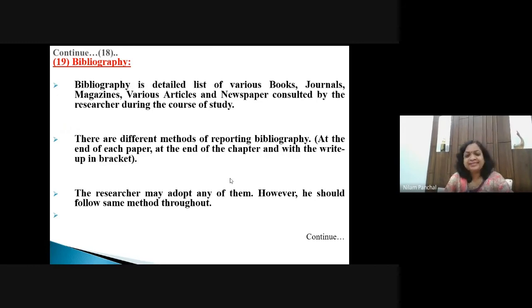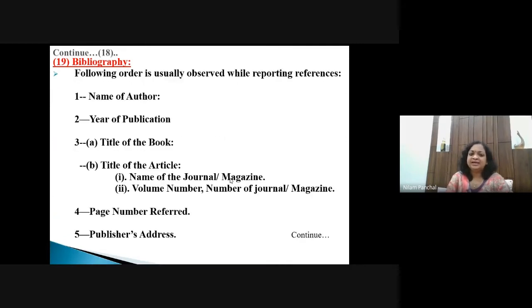And next is bibliography, which is a detailed list of the various books, journals, magazines, articles, newspapers, and so forth. So there are different methods of reporting bibliography, at the end of each paper or at the end of each chapter, with a write-up in brackets. Adopt any of them. However, he should adopt the APA style of writing down the references.